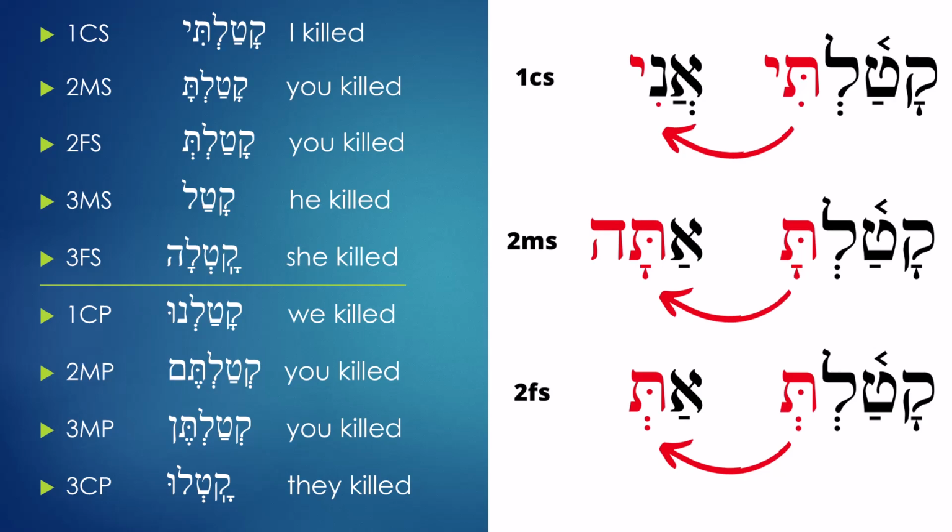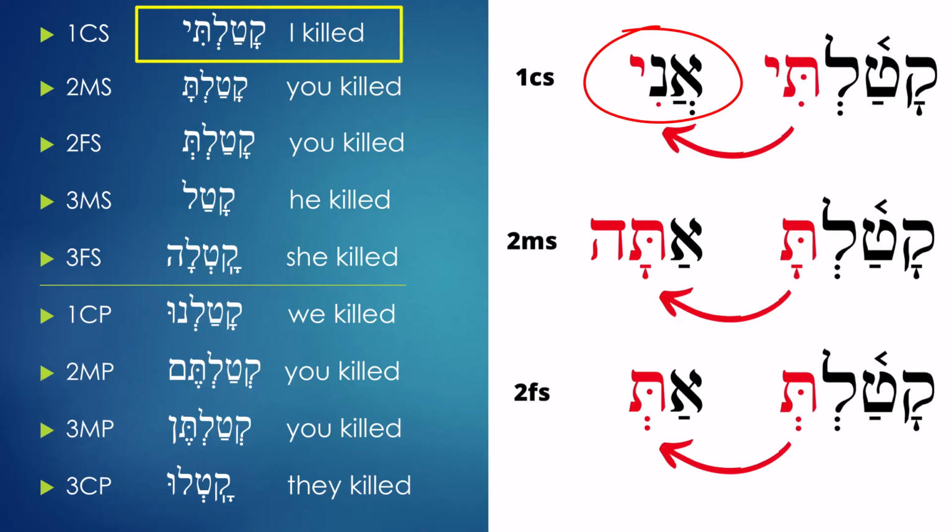So let me explain. In first common singular, you have that t suffix that is added to the root katal. So you have katalti, and you can see katalti is translated as I killed. Why? Because that ti ending is coming from the pronoun ani, and if you remember, ani means I. So katalti means I killed.